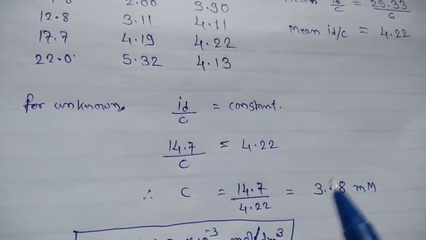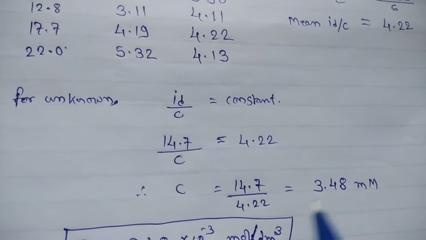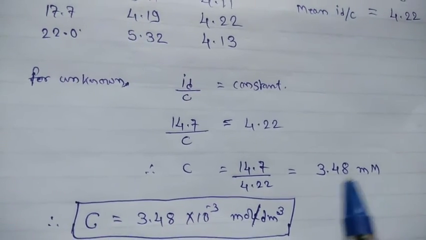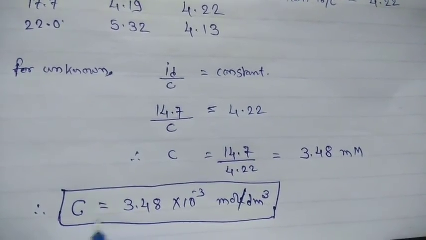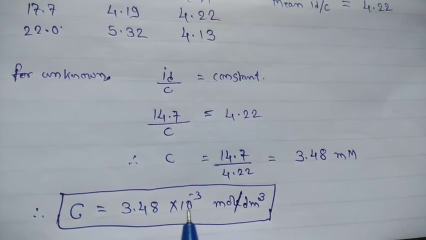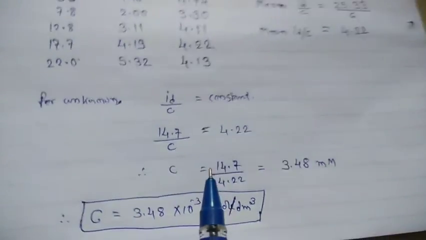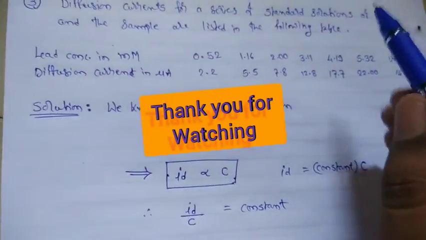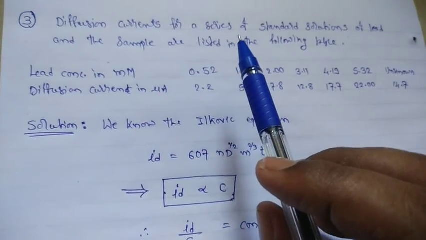If you calculate this factor, you can find the value of C is 3.48 millimole. So in mole per dm cube, you can write the concentration C is equal to 3.48 into 10 to the power minus 3 mole per dm cube. So in this way we can calculate the concentration of an unknown solution from the standard series of solutions.